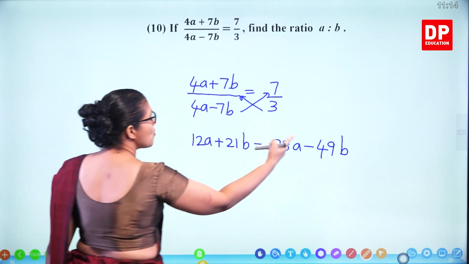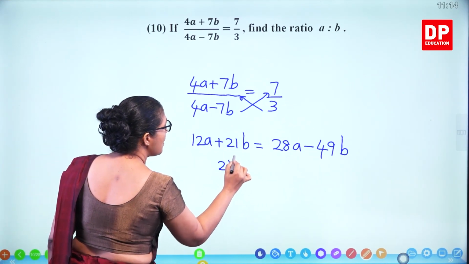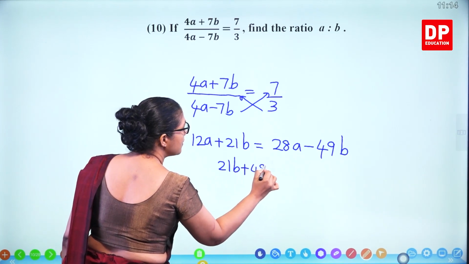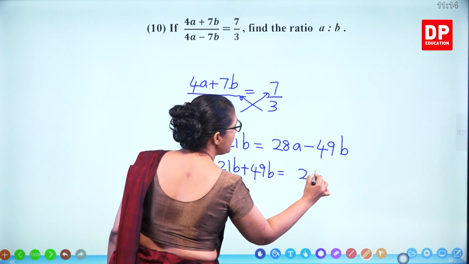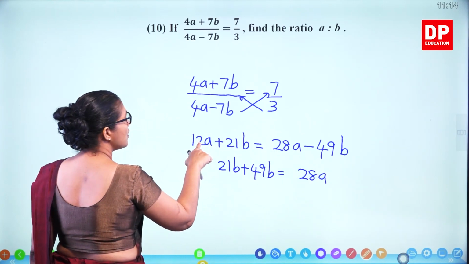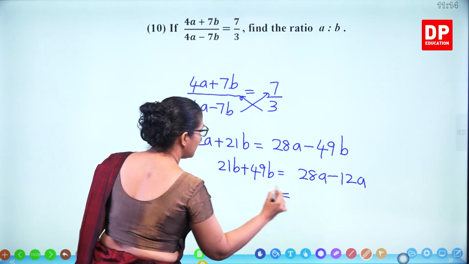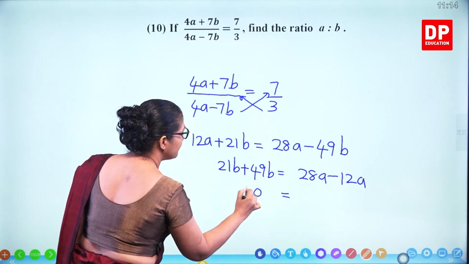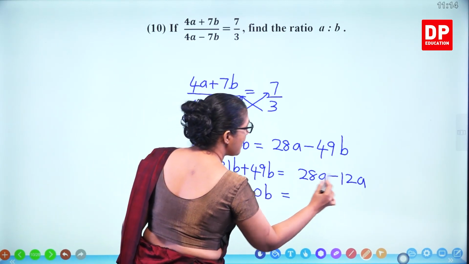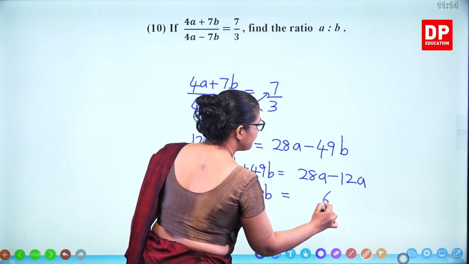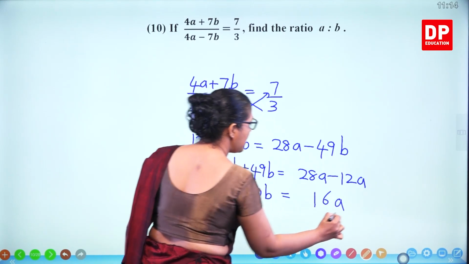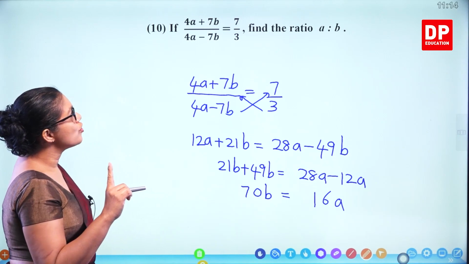Take all B terms to one side. I can take 21B and 49B. A terms will take it to this side. So here that means subtracting 12A. So you get 70B. Here subtract. That's 16A. Now we need the ratio A to B.